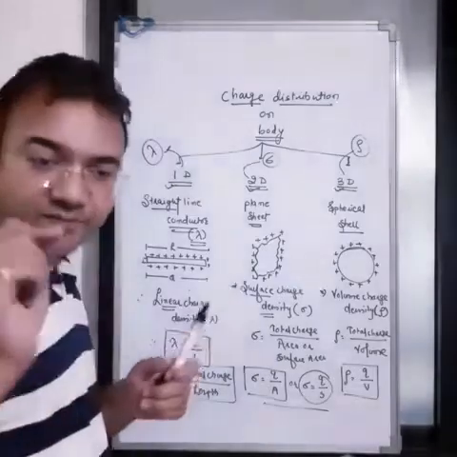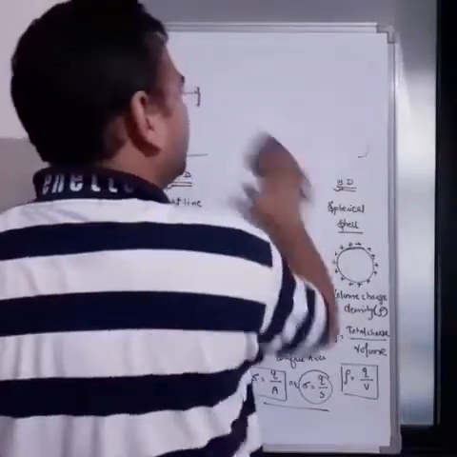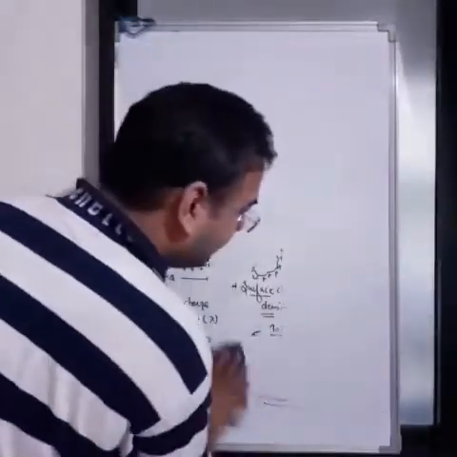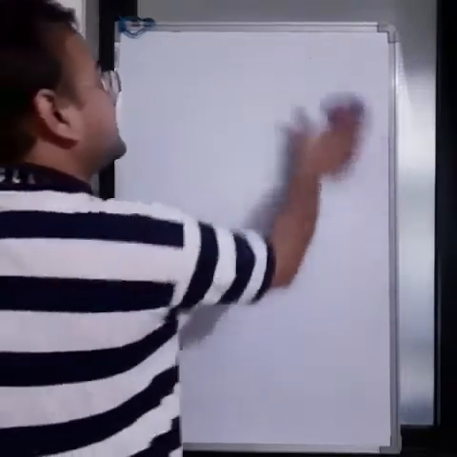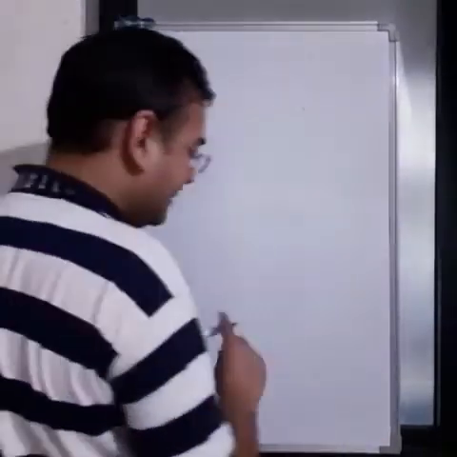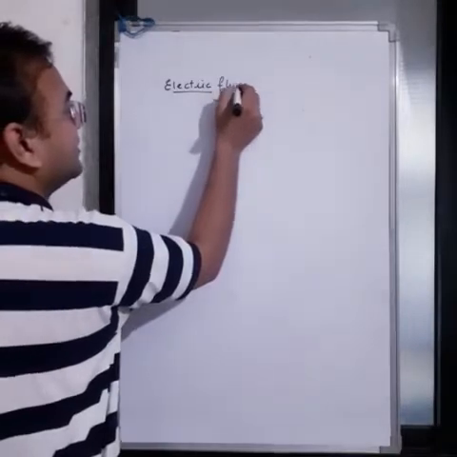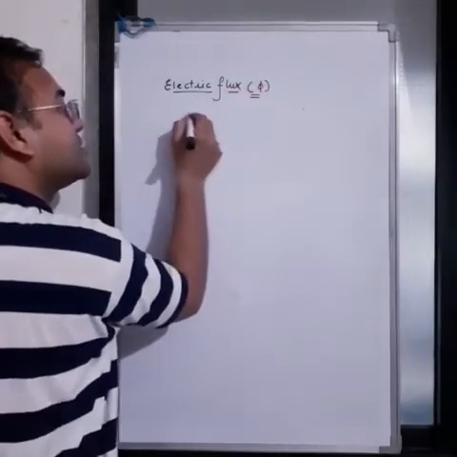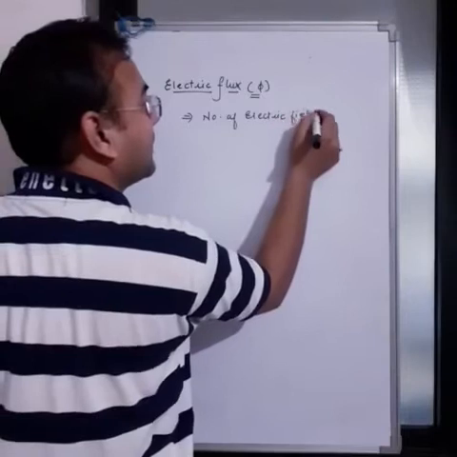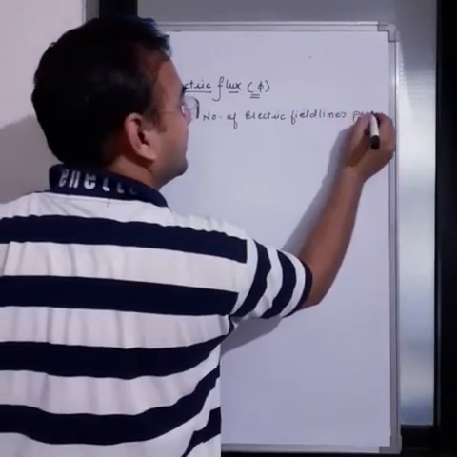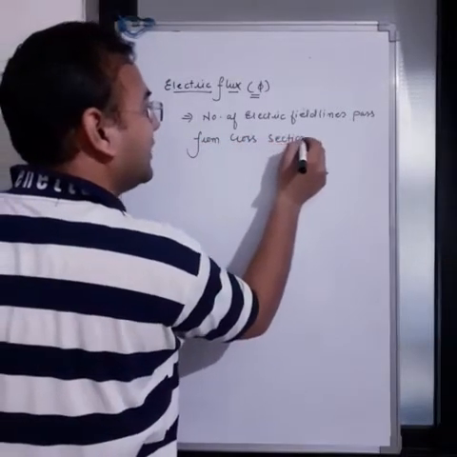Okay. Now we go further and include one more very interesting topic. It is called electric flux. So electric flux is nothing but the number of electric field lines passing through a cross sectional area. Here we can discuss the electric flux. It's denoted by phi.